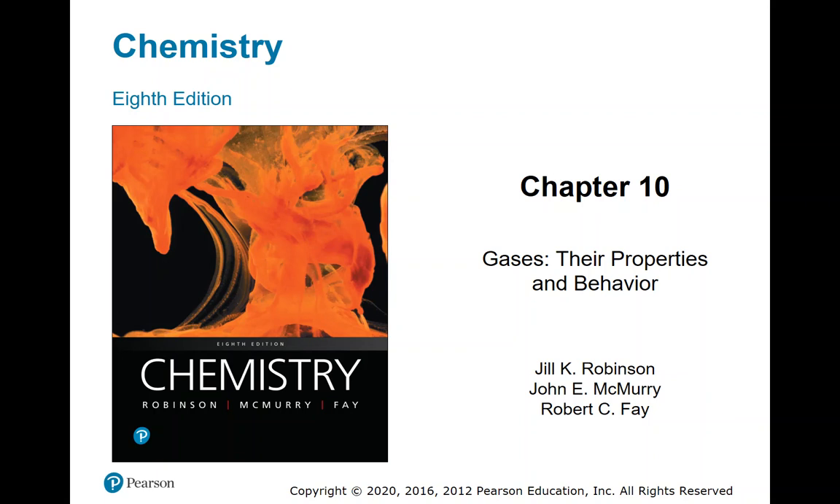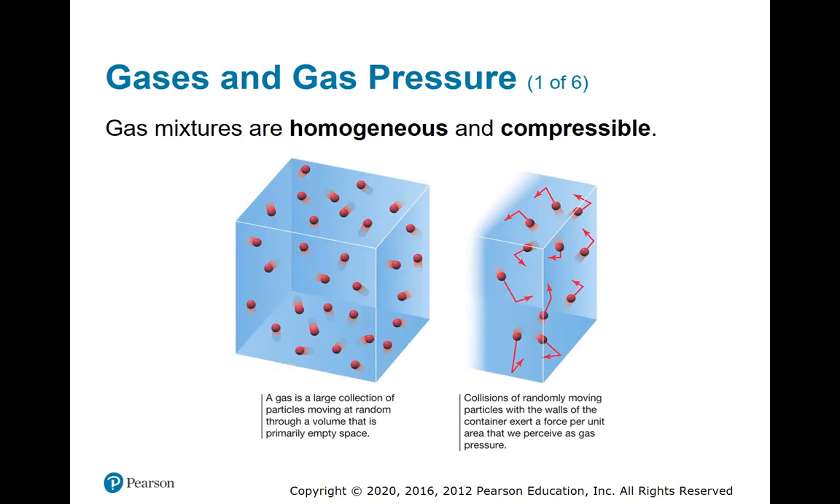Alright, so this is going to be Chapter 10, Gases, Their Properties and Behavior. The final chapter we're going to be covering in Chem 1211 this semester. So gases are one of the three main states of matter, along with solids and liquids. And solids and liquids, compared to each other, are pretty different in comparison with gases.